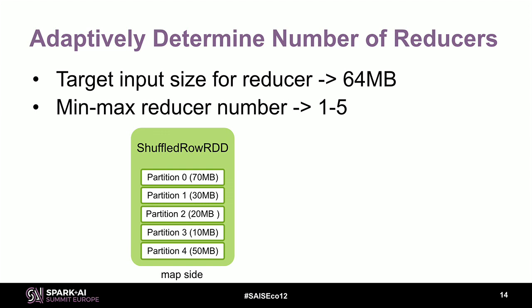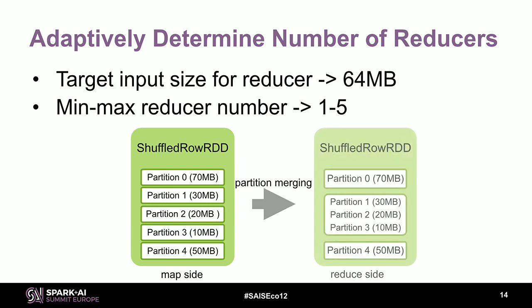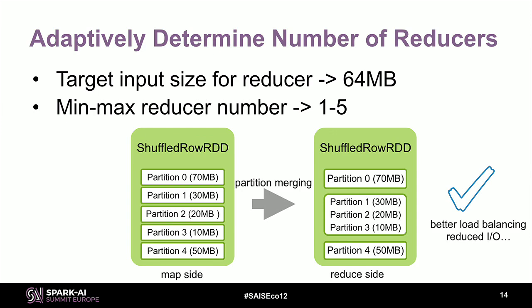You can see partitions 1, 2, 3 are relatively small. Even the sum is no more than 64 MB. Here, we do partition merging using a single task to process partitions 1, 2, 3. Now, data is more even across tasks, and we have reduced some I/O.